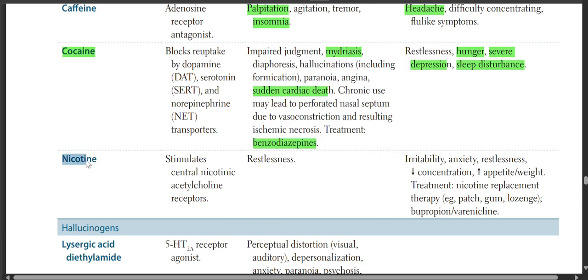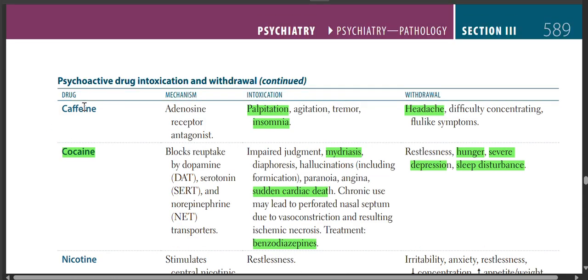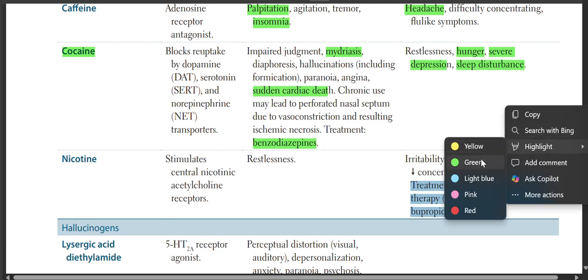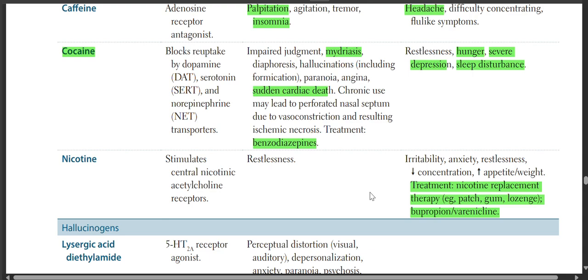Finally, nicotine. There's not a lot of side effects of nicotine intoxication. However, the few side effects that we have would be very similar to caffeine intoxication, which is you'll get palpitations, you'll get insomnia, you'll get restlessness. However, the withdrawal, that is where the USMLE will test you. Usually, the question that the USMLE asks you about nicotine withdrawal is how best to manage the patient. Now, for the management of these patients, there are three things you can do.